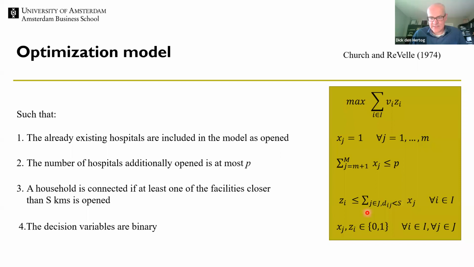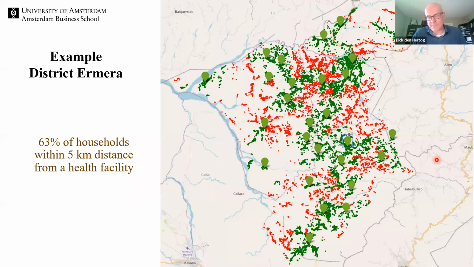So only if one of the facilities or centers closer than S kilometers is opened. And the variables are binary variables. So we solved this mixed integer optimization problem with Gurobi. Here are some results. If we only restrict ourselves to one district, Mira. So this is then the current situation.